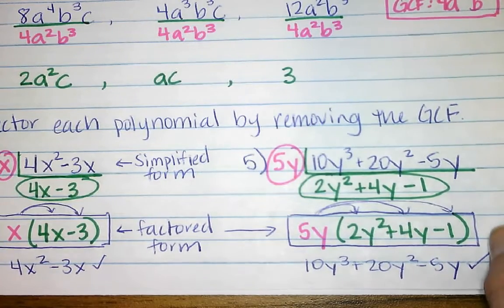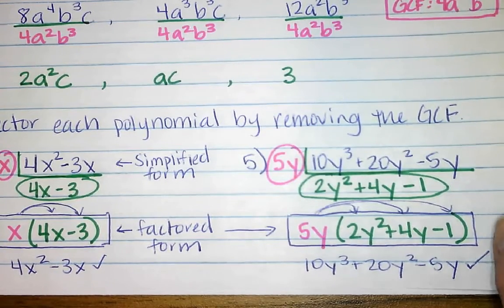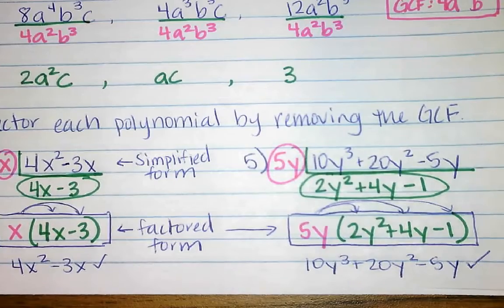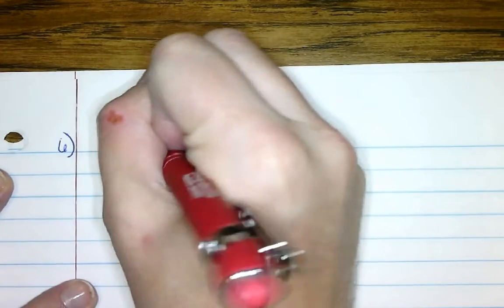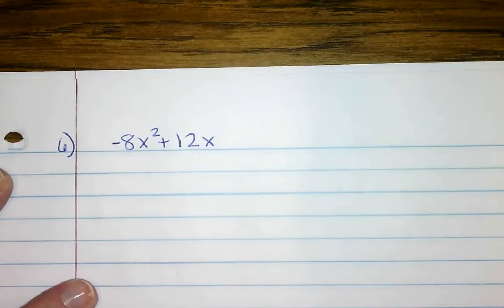Okay, so now we're going to switch. We're going to do a couple more examples here. Okay, so let's take a look at number 6. All right, I got to get down here. All right, so I want you guys to find the factored form of negative 8x squared plus 12x. Okay, and then I'll also write number 7. Why not?